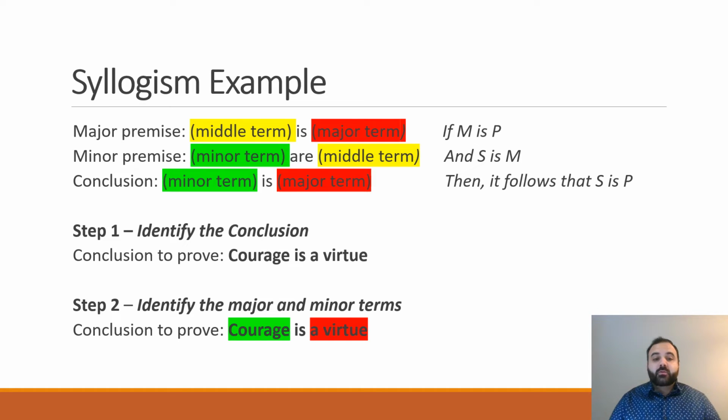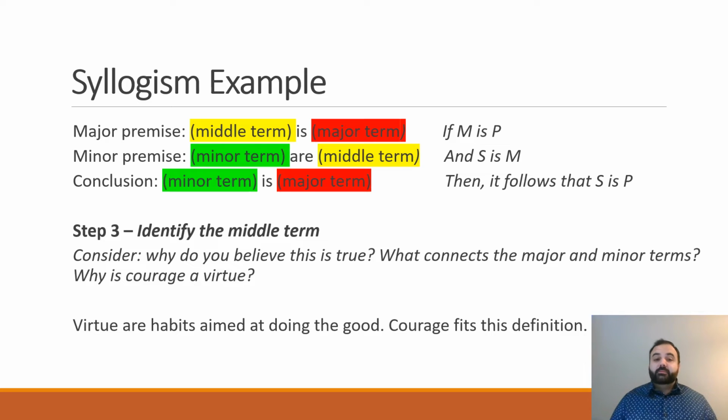So your conclusion is what you're trying to prove, and you work from the end to the front. So step 2, identify the major and minor terms. So remember, the minor term is the subject, the major term is the predicate. So in this statement, courage is the subject of the sentence, so courage is the minor term, and is a virtue is the predicate, so virtue is the major term. So we already have our minor and major terms. Step 3, identify the middle term.